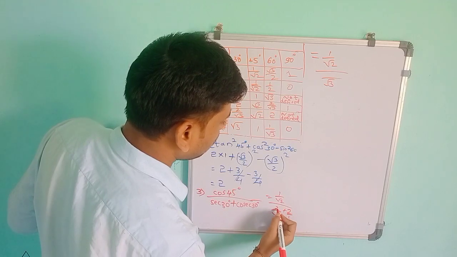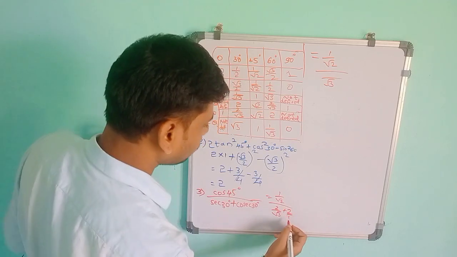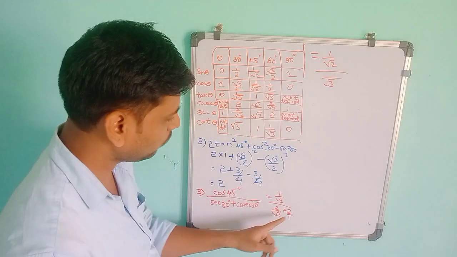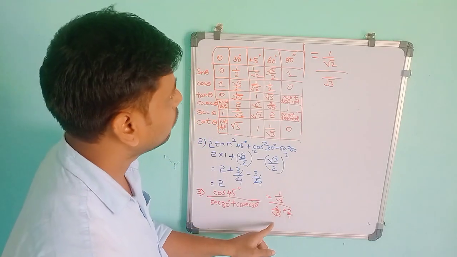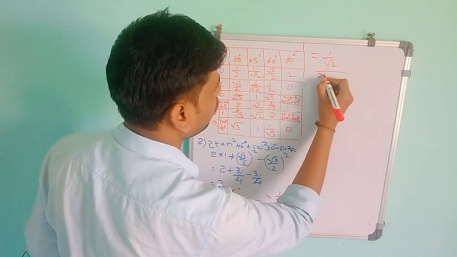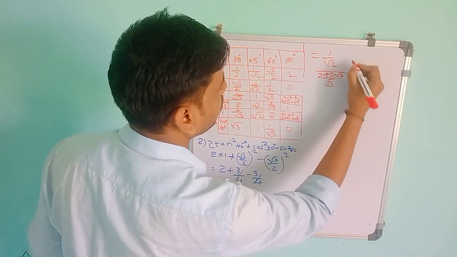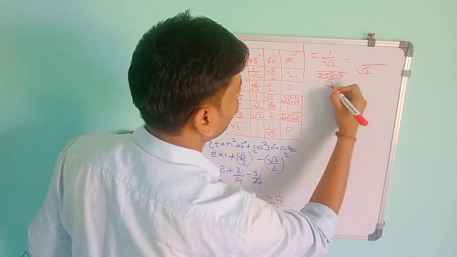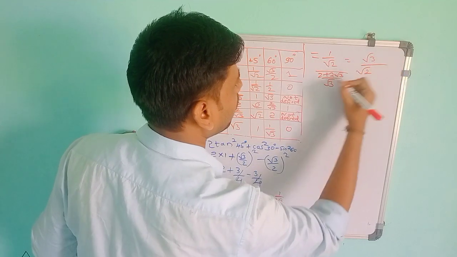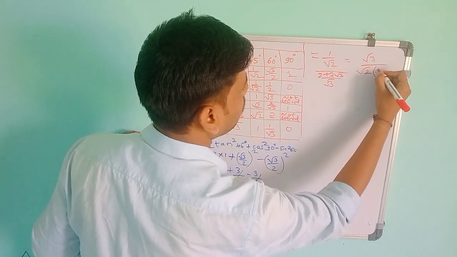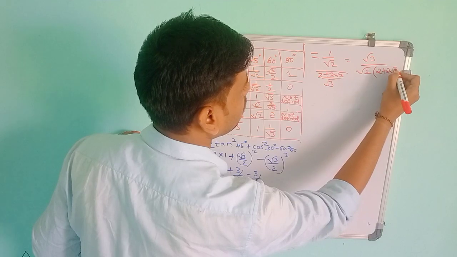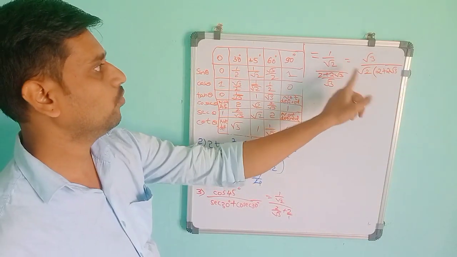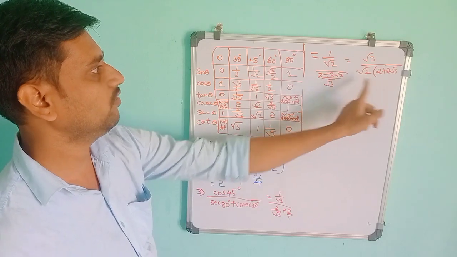So 2 plus 2 root 3, in this 1 by root 2. Then 2 plus 2 root 3. This will be, root 2 will go down and root 3 will go up, and the remaining is 2 plus 2 root 3. Root 3 will go upside and root 2 will come down, and this is 2 plus 2 root 3.